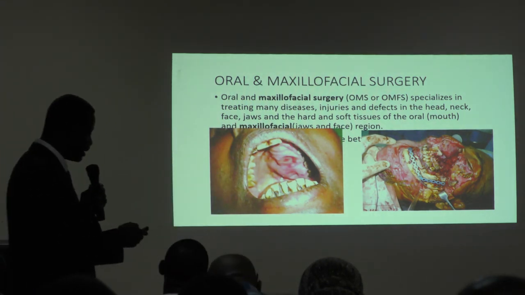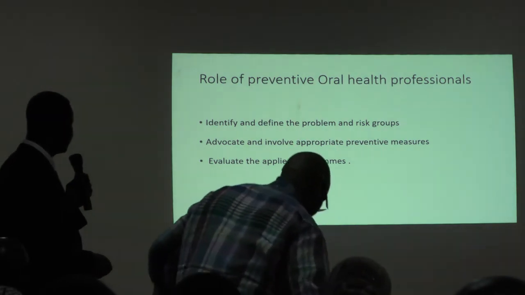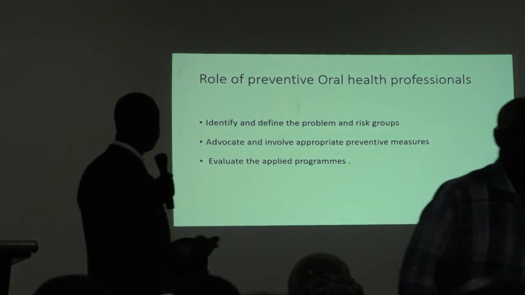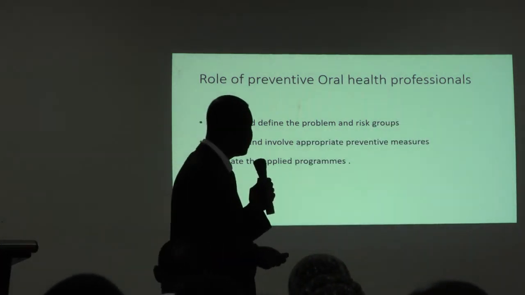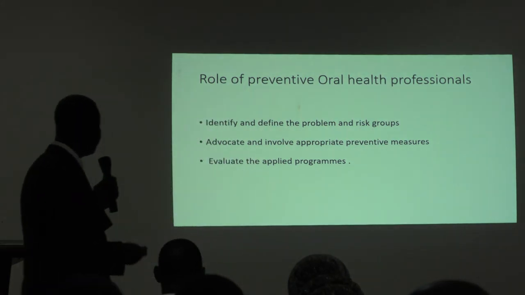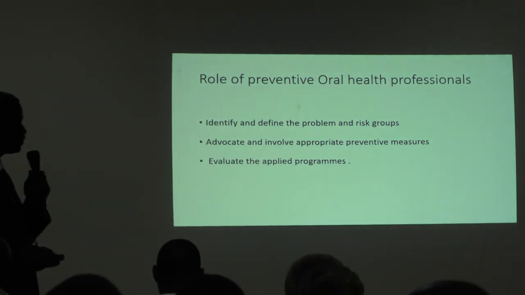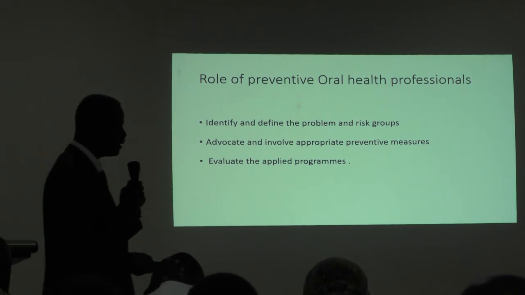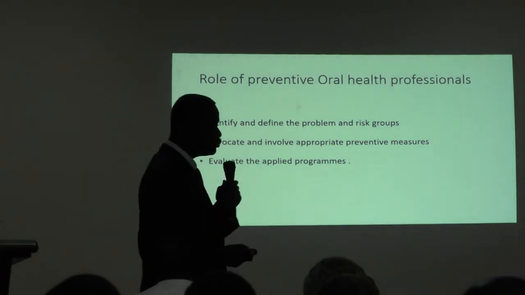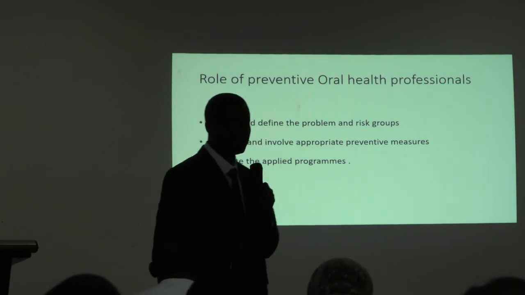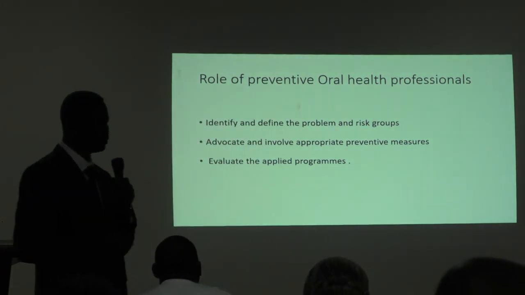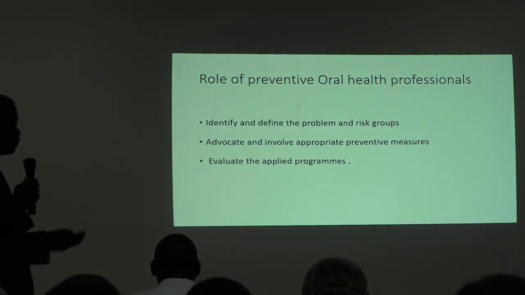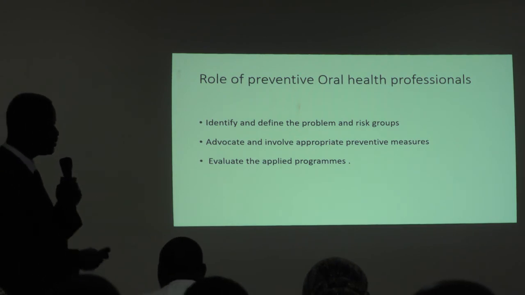And so that is about the oral surgery aspect of it. So in a nutshell, the role of preventive oral health is to identify and define the problem and the risk groups, advocate and involve appropriate preventive measures, and then evaluate the applied programs, whether what you are doing is working. And so doing, you can continue to do those things or not.